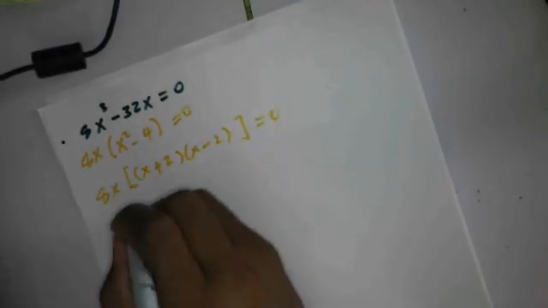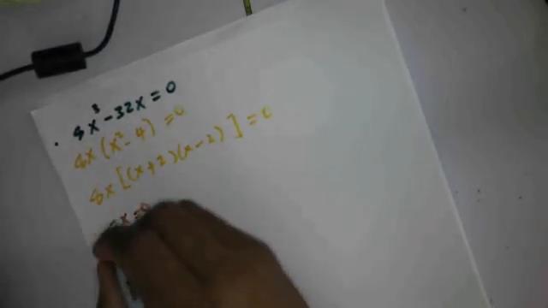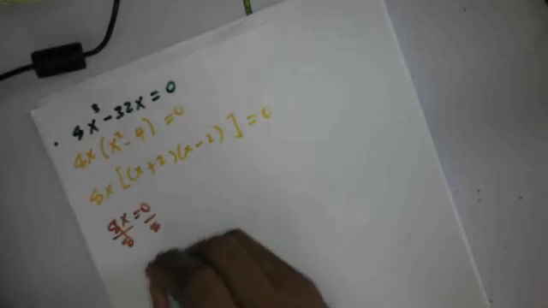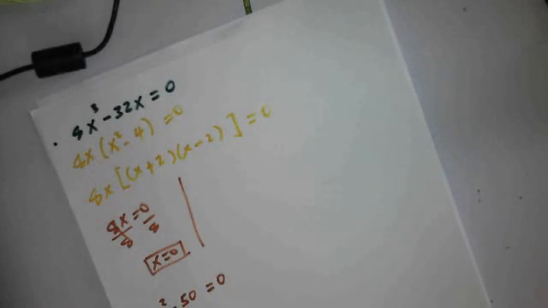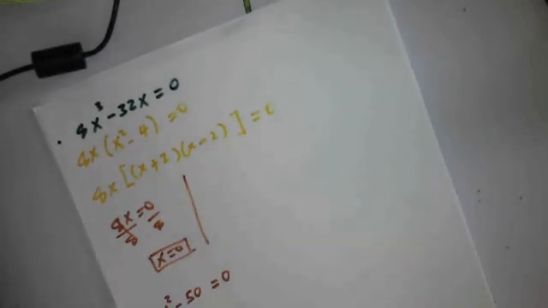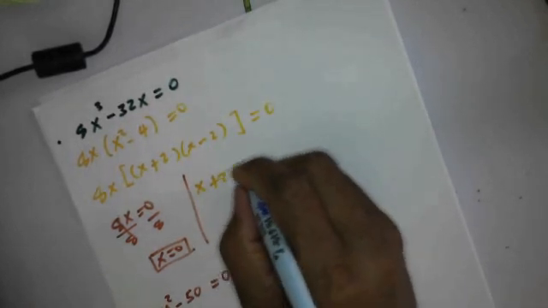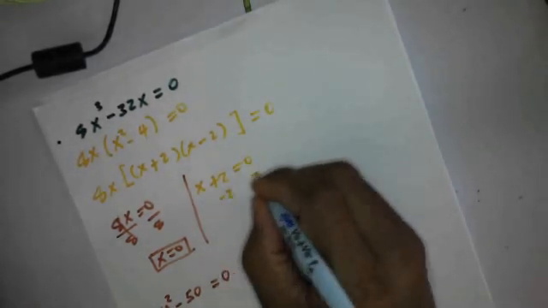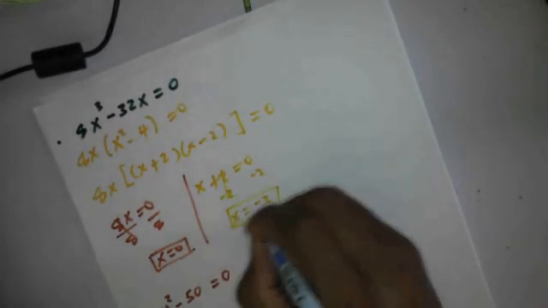So it would be 8x equal to 0. So this factor equal to 0. And if we solve that, we divide both sides by 8. So x equals 0. This is one solution. Your other solution, you're going to equate this factor to 0. So that would be x plus 2, and you're equating it to 0. And then we would subtract 2 from both sides. So x would equal negative 2. This is your other solution.